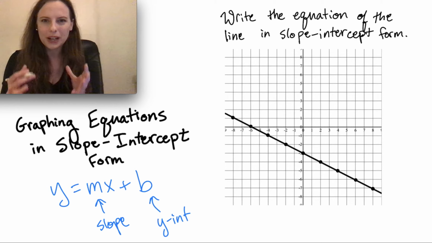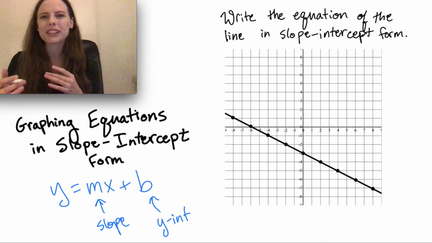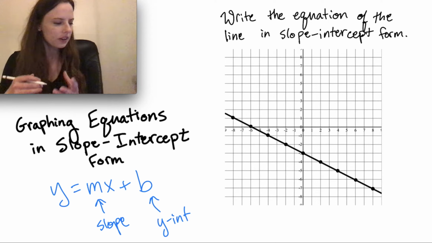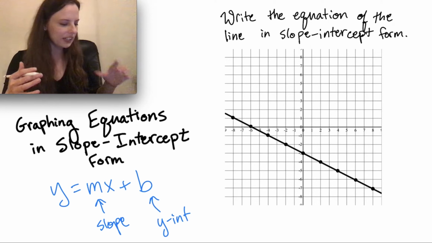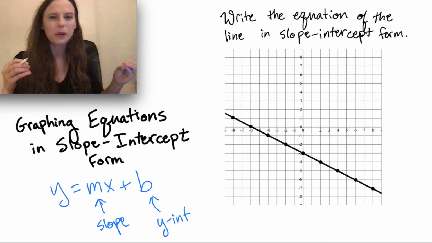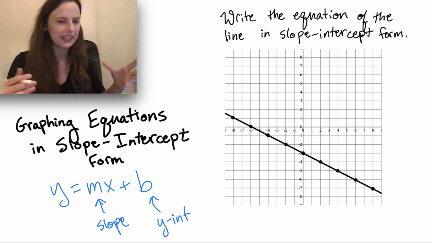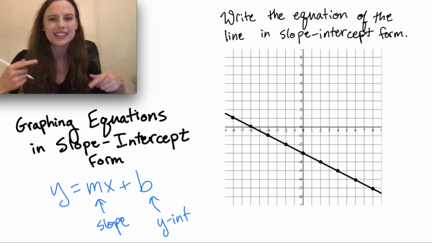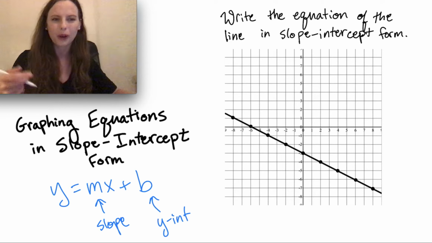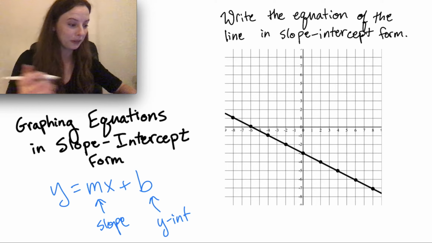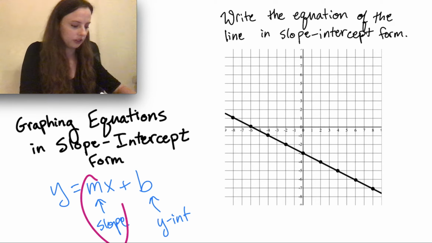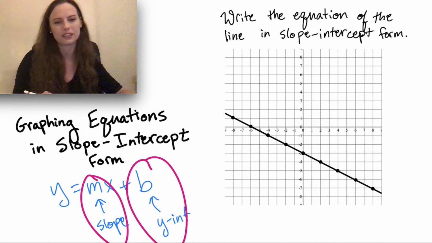This is going to be a quick video about graphing equations that are given in slope-intercept form. So to start off, just a quick recap: slope-intercept form, y equals mx plus b. There are two important numbers that get plugged into this form when we write an equation in slope-intercept form. Those two numbers are the slope and the y-intercept.